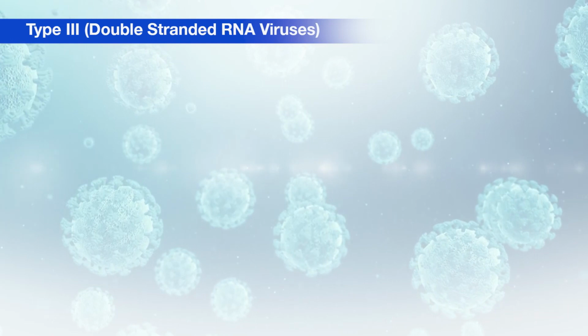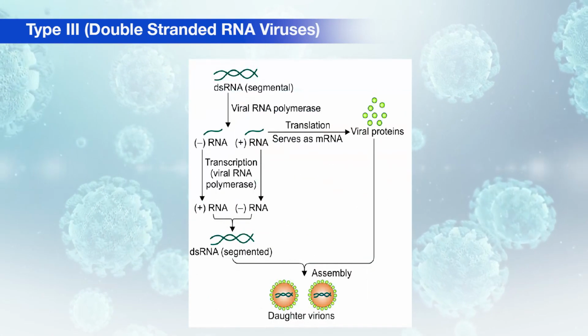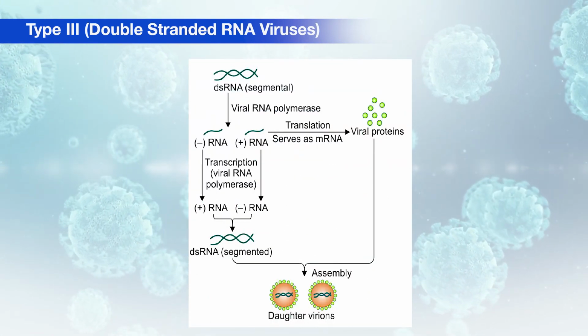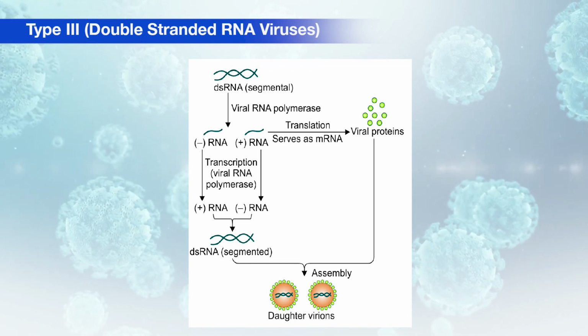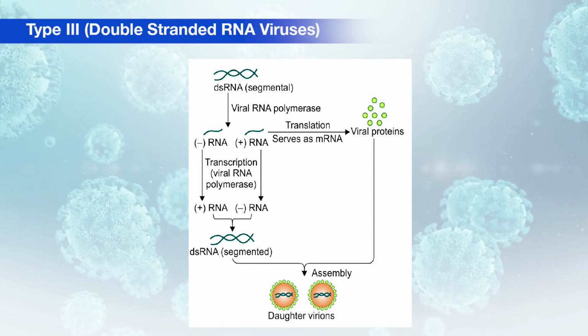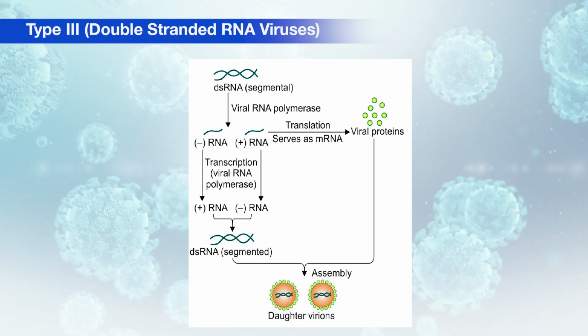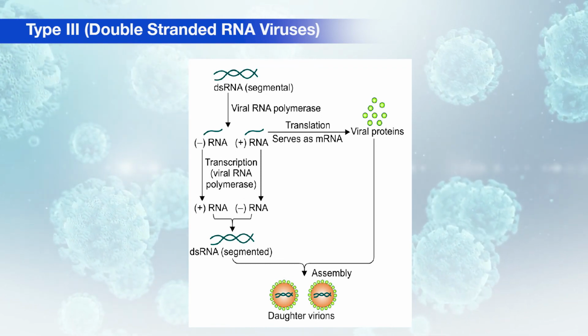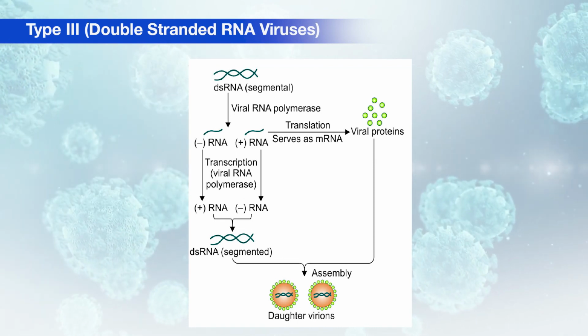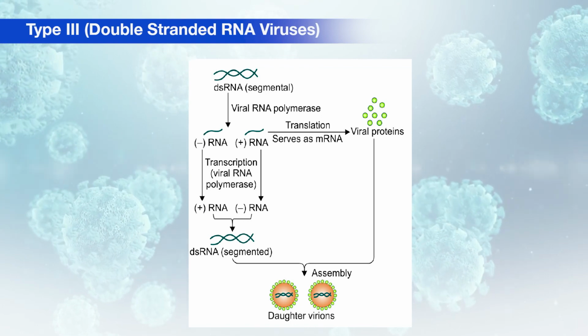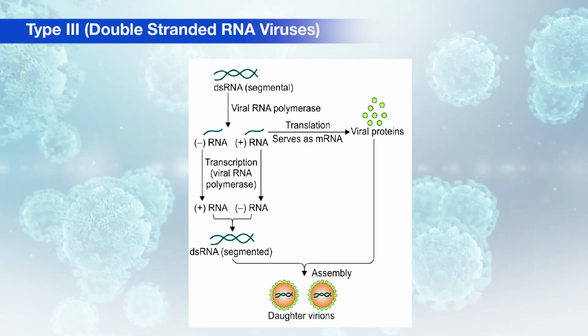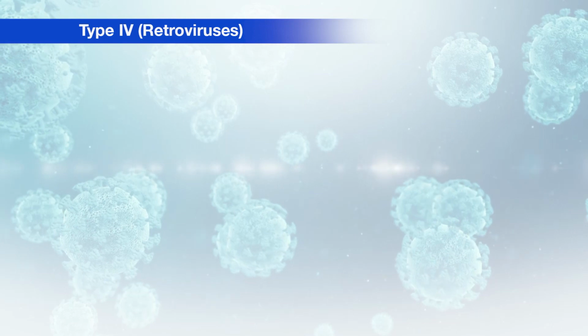In type 3, double stranded RNA, through viral RNA polymerase, first of all the positive sense and the negative sense RNAs are separated, and thereafter from the positive sense, through translation, you get the viral proteins. Thereafter, through transcription you get multiple nucleic acids, and the combination of the viral proteins and nucleocapsid forms the daughter virions. Type 4 are retroviruses.